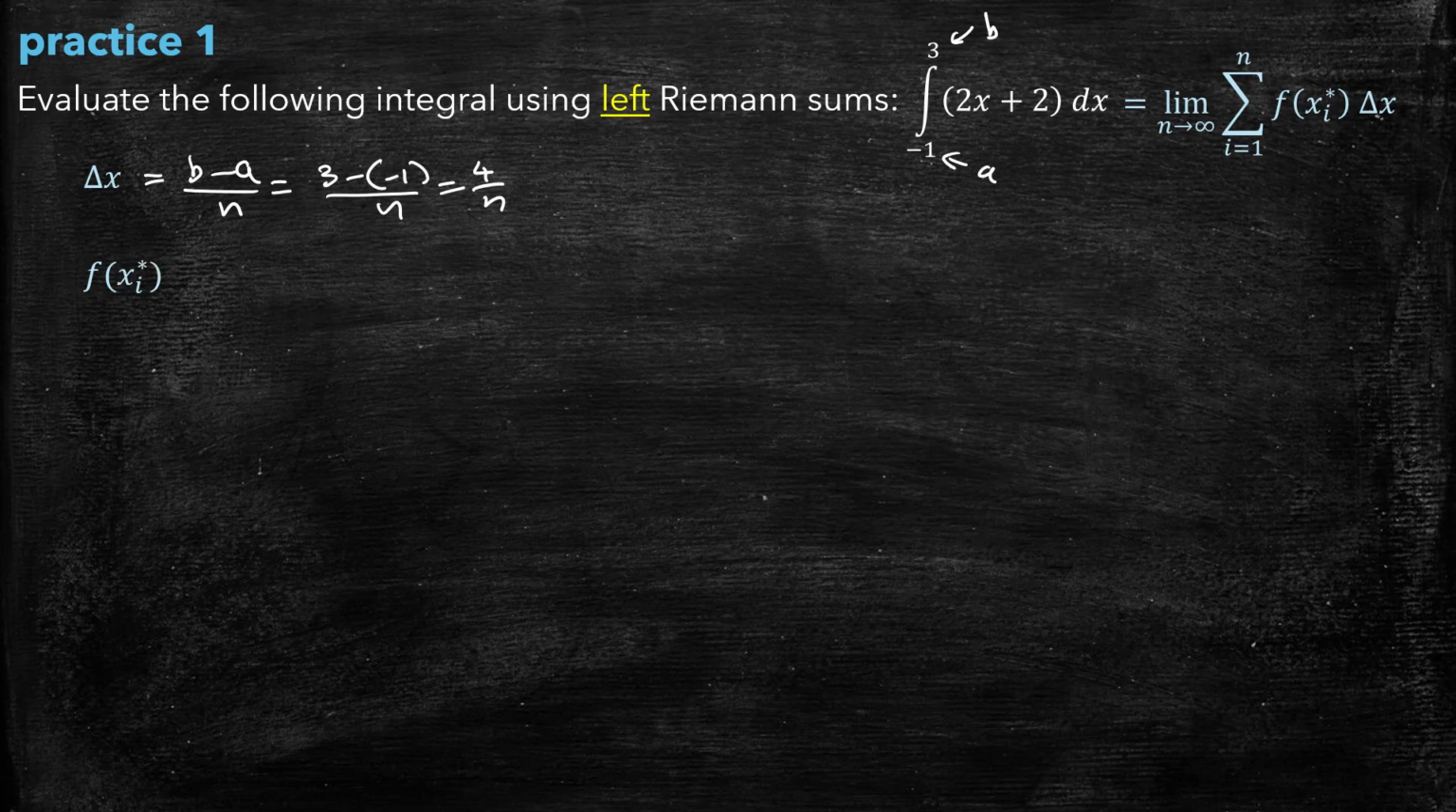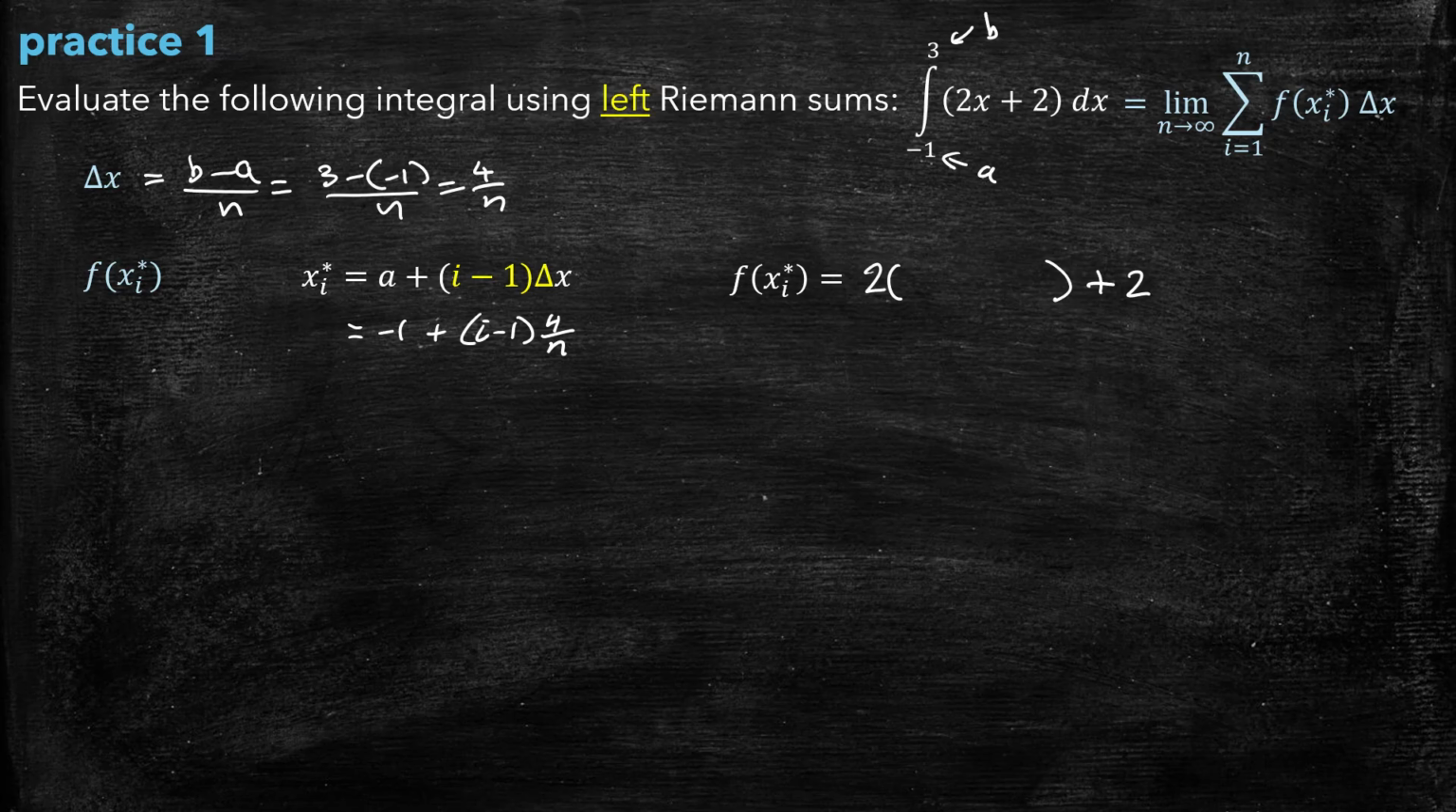Next, let's find f of x_i star. But first of all, let's use the left Riemann sum definition. So x_i star is going to be given by this. a is -1. We leave i minus 1 as is, and delta x is 4 over n. Now that we have that, we can plug it into the function f of x. f of x is 2 times x plus 2. Let me just write that out, leaving space.